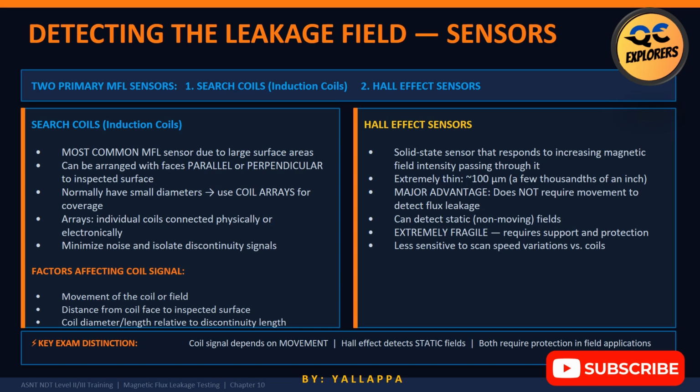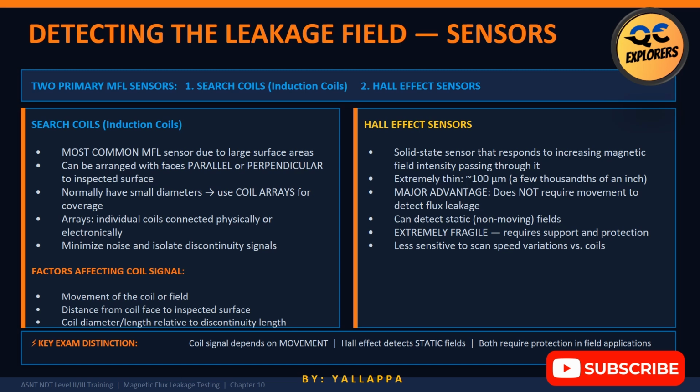Let's start with search coils. Search coils operate based on Faraday's law of electromagnetic induction. That means a voltage is generated only when there is a change in magnetic flux. What does that mean in practical language? If the coil is not moving, no changing flux, no induced voltage, no signal. That is the key. Coils require movement.